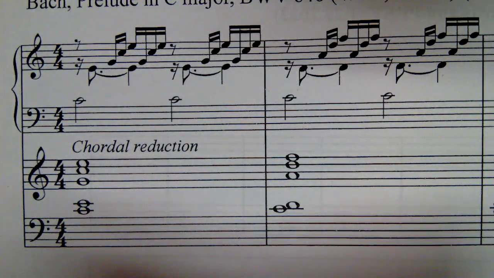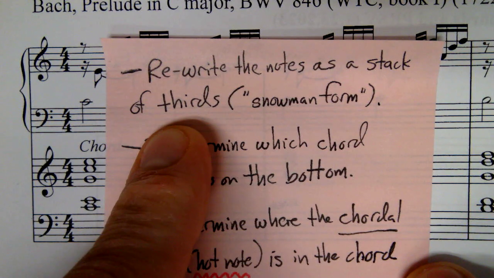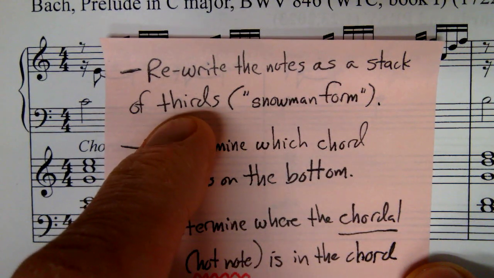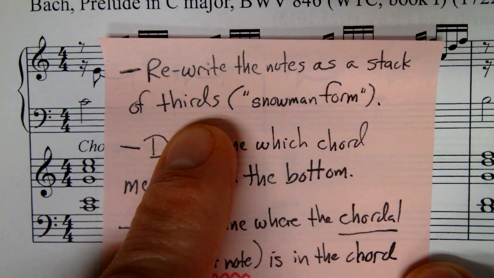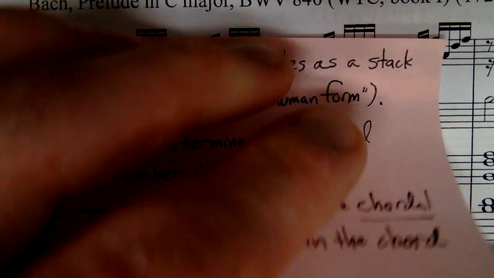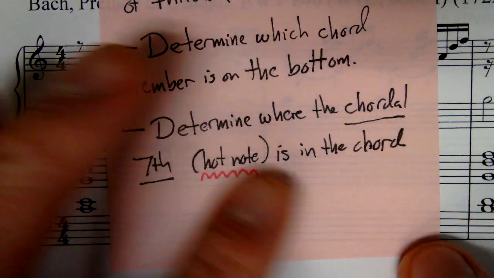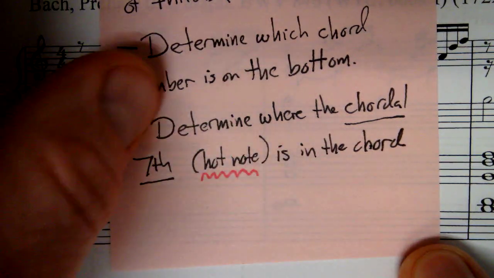Here are the steps that you'll want to follow. First, put all of the notes of that chord into the space of a single octave, and then rewrite the notes as a stack of thirds. In other words, so that it looks like a snowman. Next, determine which chord member is on the bottom. Finally, determine where the chordal seventh is in the chord.